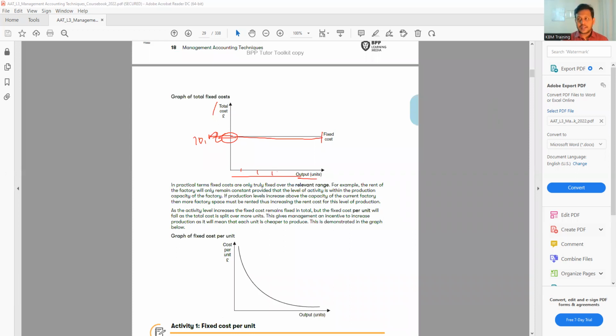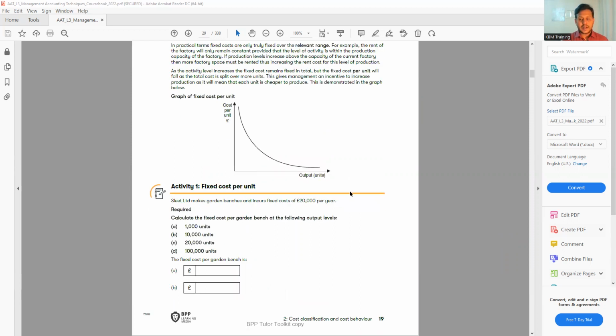This is what the graph looks like for the fixed cost. Then we have a graph for the fixed cost per unit. If I make more units, the fixed cost per unit will go down. For example, if I make only this many units, you can see my cost is very high. If I make this number, my cost is there. If I make more, the cost is lower still. So the more units I make, the more the fixed cost per unit goes down.